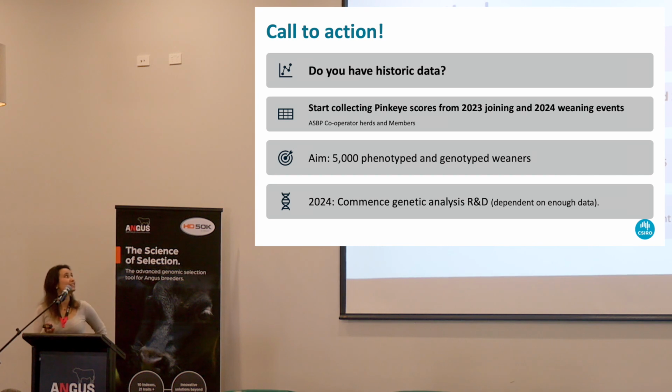But also we need to start collecting pinkeye scores. We are already starting this year joining with the ASBP cooperator herds and some members, but we are expecting that for next year's weaning events, we will have the chance to collect much more data. We are aiming at 5,000 phenotyped and genotyped animals, so we can start our genetic analysis, start our R&D around that. So yeah, it's really up to the data now, what we are able to do.